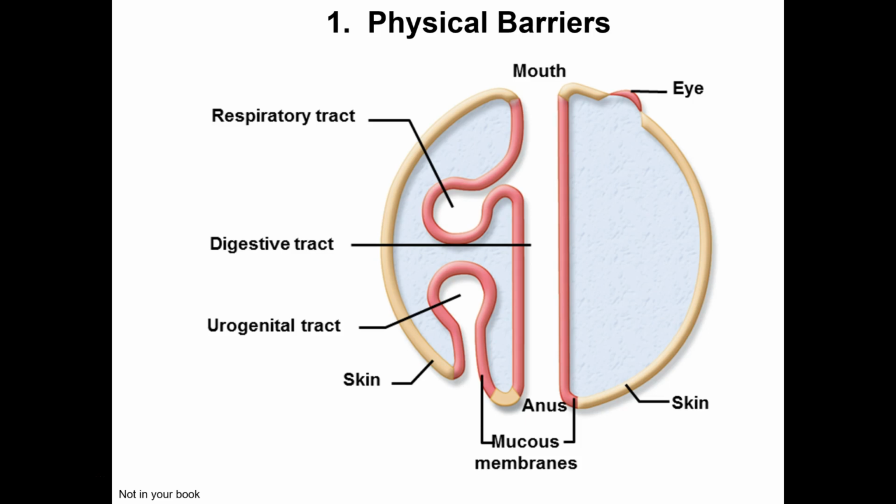So in beige, you have skin. In pink, you have mucous membranes. At all the ports of entry, there are no gaps in these tissues. They are connected to each other. So we are surrounded by a mostly impenetrable barrier. And I say mostly.